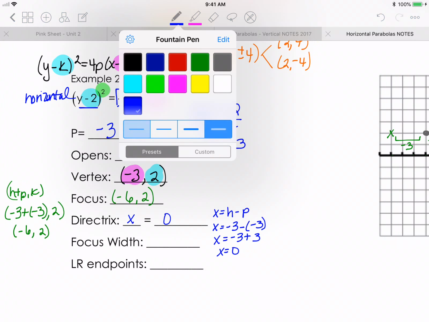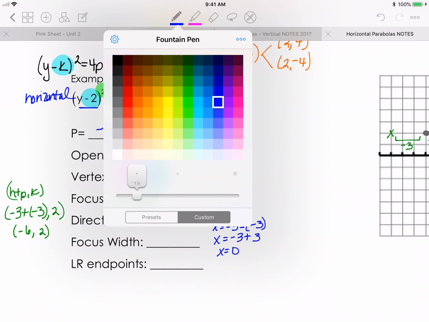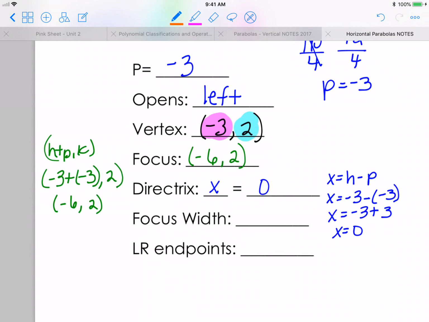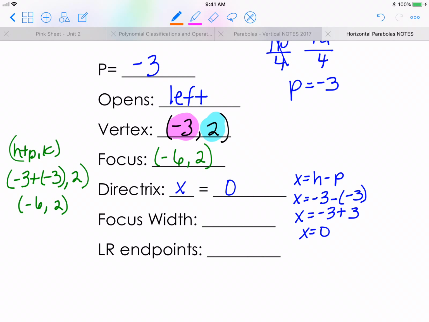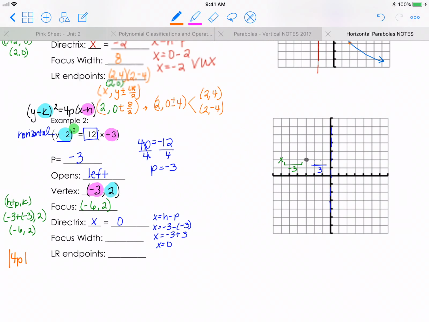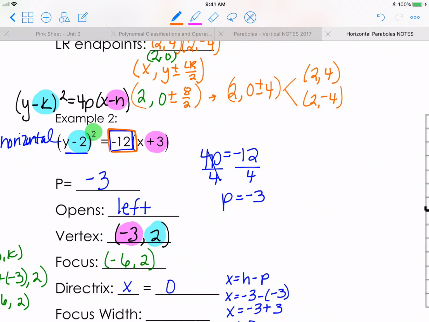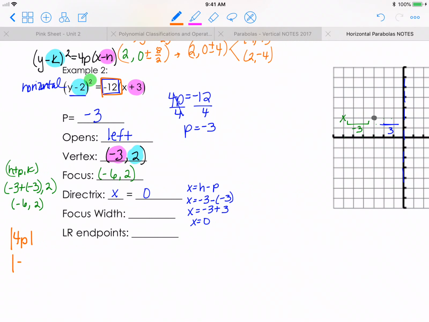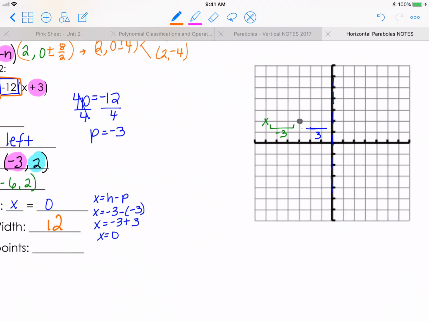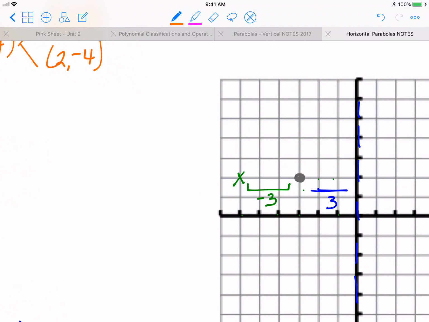Okay, focus width. Remember, that is your absolute value of 4p, and that is just this number right here. So the absolute value of negative 12 is 12. So that's our whole width from our focus. This whole thing is going to be 12. So let's count 6 up and 6 down. 1, 2, 3, 4, 5, 6 up here.